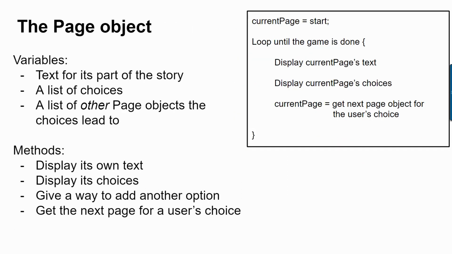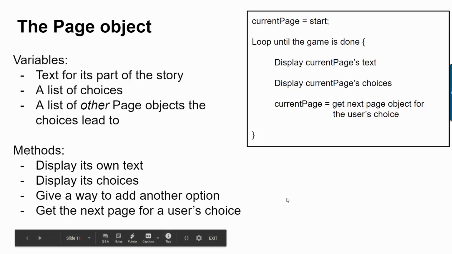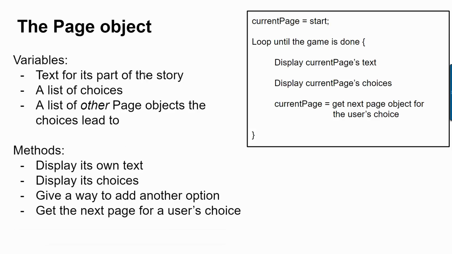So in order to support this behavior, let's talk about what the page object needs to look like. As you remember, objects contain variables and methods. So that's like the facts or the information about the object. And then methods are the behaviors that an object can do. So we already talked about the variables. The page object needs text for its part of the story and a list of choices and a list of other page objects that the choices lead to.